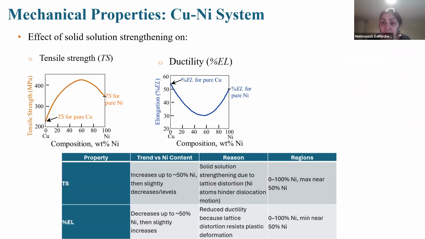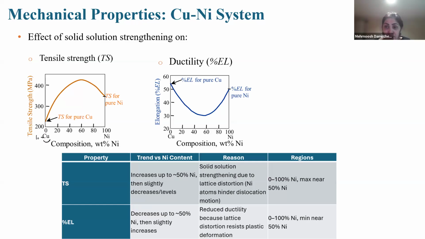In the copper-nickel system, mechanical properties change with composition due to solid solution strengthening. It is very common in other alloys too, and it is the importance of the phase diagram. For example, look here. Here we have 0% nickel, but 100% copper, which means pure copper. It's so soft.